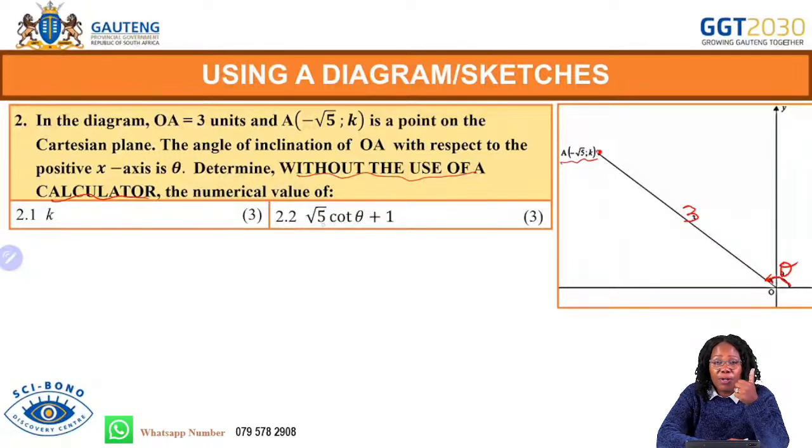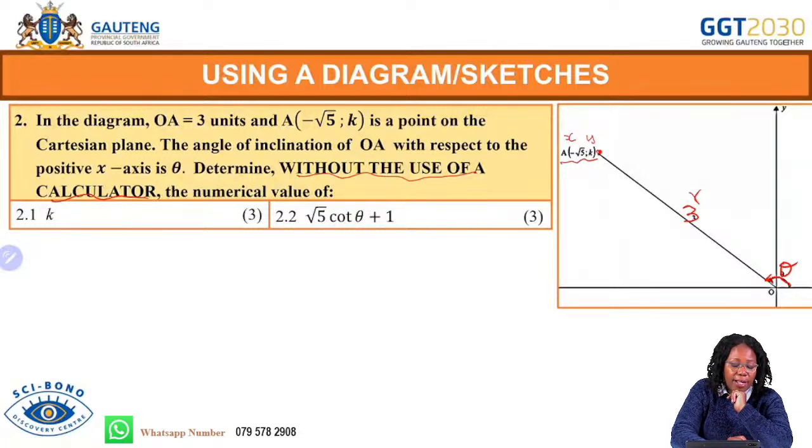Remember now, it's very important that you must have a diagram. Do you have a diagram? Yes. In the diagram, we have the value of x there, and then the value of y is unknown. It's a k there. And then we have the r, which is a 3 there. Okay, can you see grade 12? We have an x, we have an r, we need the value of y, of which is k. Hence, the question says, determine the numerical value of k in 2.1.